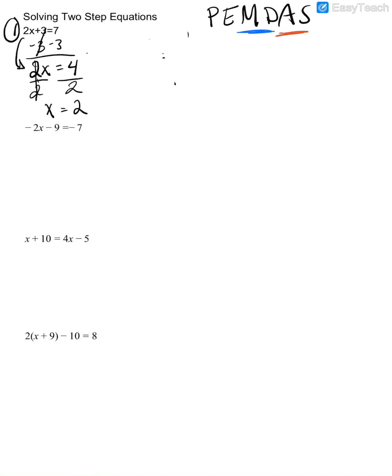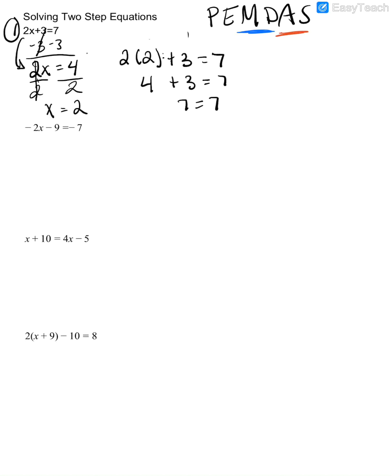Just erasing that so we don't get confused. All right, now if we try our answer, which is always a good idea, 2 times 2 is 4, and 7 equals 7. So you can always check your work, which is really important.